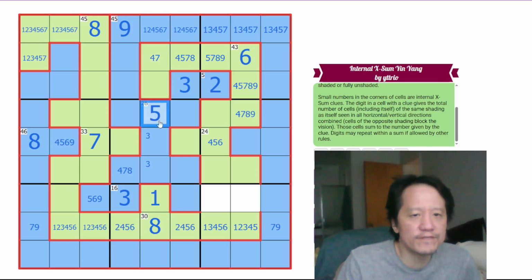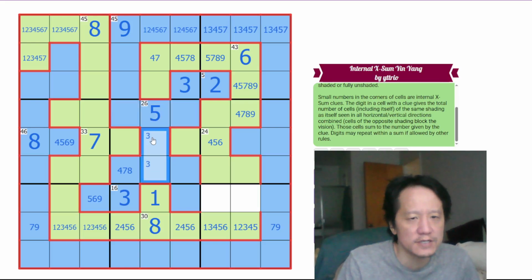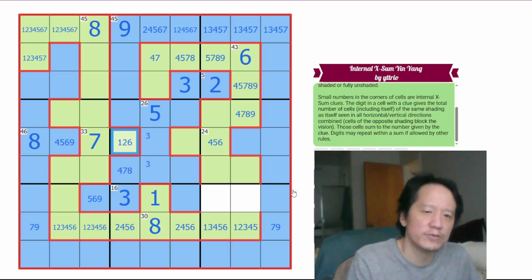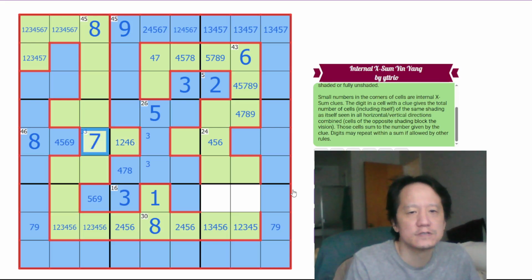So we have 3 and 5 already in this 5x sum, internal x sum. That adds up to 8. 26 minus 8 is 18. So the other 3 digits must add up to 18. Okay, this can't be 1. This is at maximum a 6. Obviously, it could be 1, 2, 4, and 6.